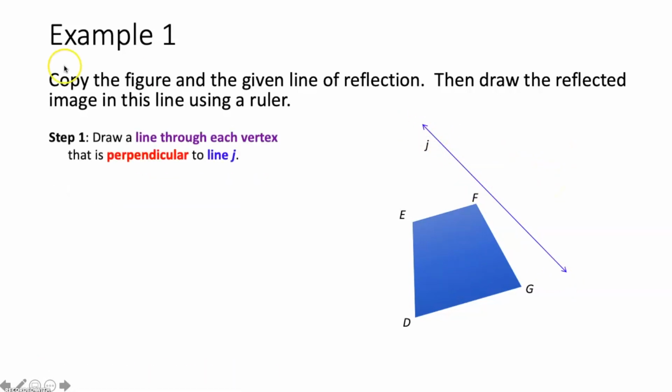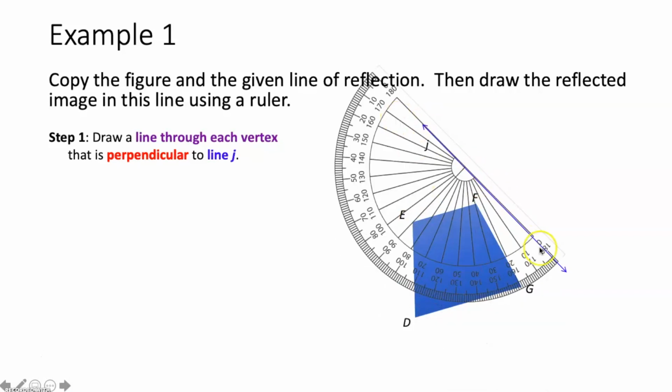Well, step 1, we want to draw a line through each vertex that is perpendicular to line J. So here's how you do this. You get your protractor. You line up the bottom of your protractor with the line of reflection, and then you make sure the 90-degree line goes through one of our points. We'll start with point E. So we line up the bottom of our protractor with the line of reflection. The 90-degree line is going through point E, or vertex E.